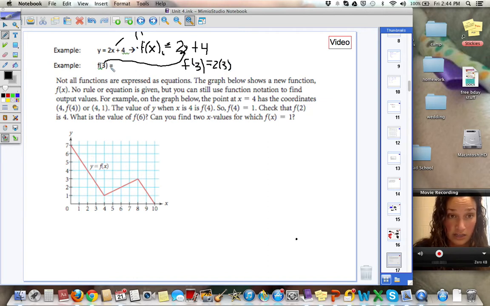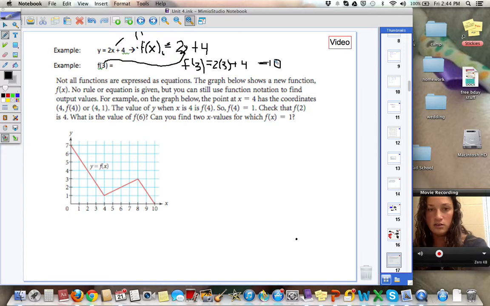When it's written like f of a number, and you might want to write that down, you substitute that number in for x. So 2 times 3 plus 4. 2 times 3 is 6. 6 plus 4 gives me my 10. I normally write that all out, but this is really difficult.